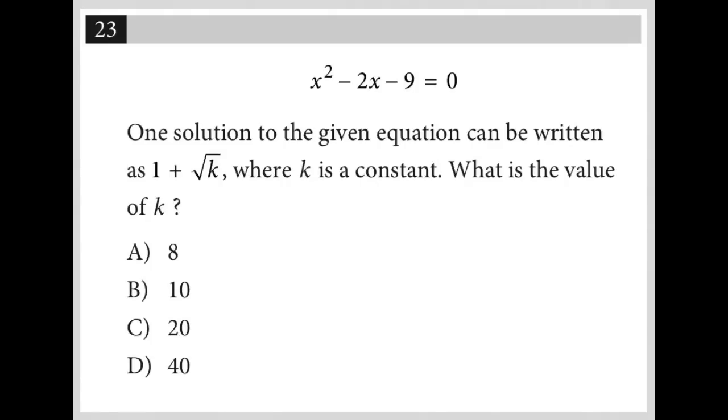So this question starts off by providing this quadratic equation here. x squared minus 2x minus 9 equals 0. The question goes on to say one solution to the given equation can be written as 1 plus radical k, where k is a constant. What is the value of k?